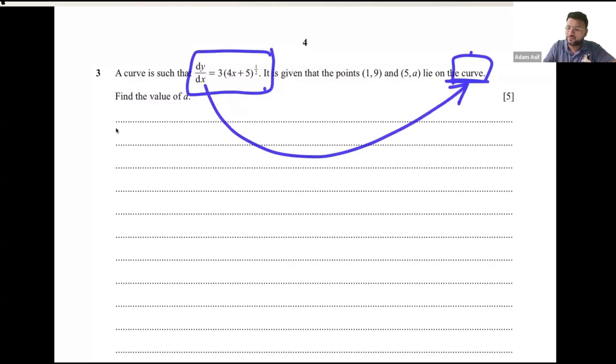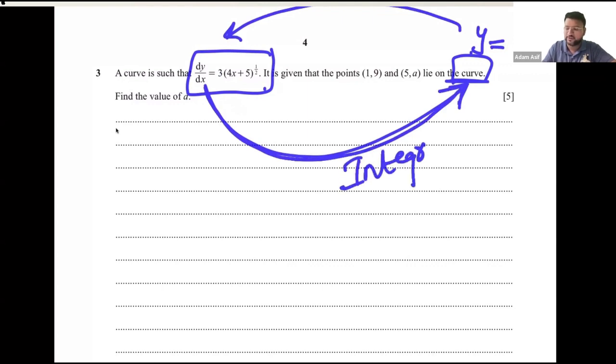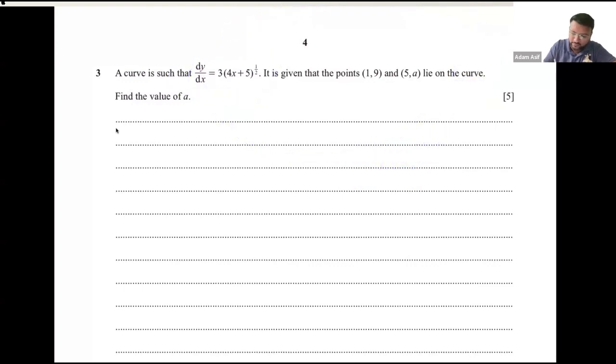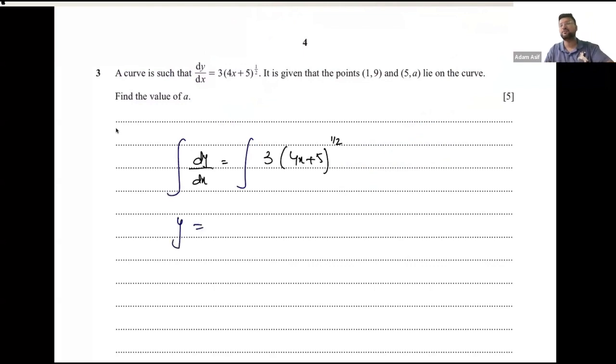If you have the curve की equation और dy by dx find करना होता तो you differentiate. तो अगर dy by dx का function है और आपको curve की equation find करनी है, you are going to integrate. Okay? So we are going to integrate this function to get the equation of the curve. So integral of dy by dx is y.